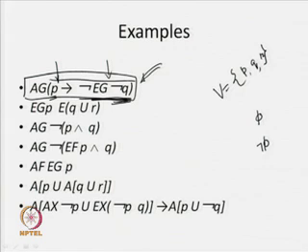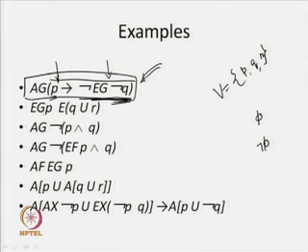Similarly, we can analyze each and every formula and you will find that these are valid CTL formulas. Now, in the second example, you see this is Q until R. This is the until operator, and Q and R are CTL formulas. So, E Q until R is also a CTL formula. Similarly, P is a CTL formula, so E G P is a CTL formula.